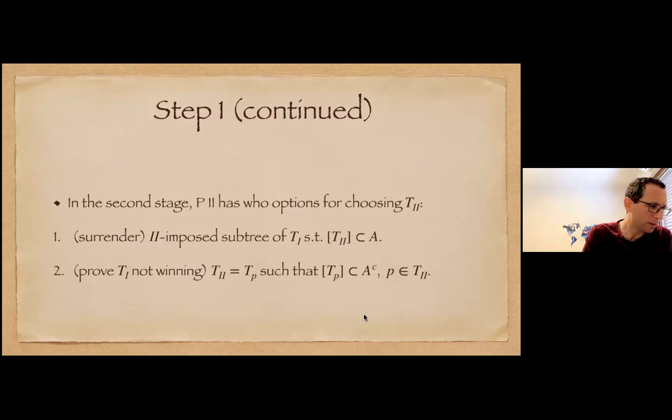Just one thing to notice is that player 2 cannot do the two options together. You cannot both surrender and play T2, just because one tree is in A and the other one is in A complement. So after the second step, we already know who wins. So this is a closed and open game. Okay. Now for the definition of phi 1, which is a bit more complicated.